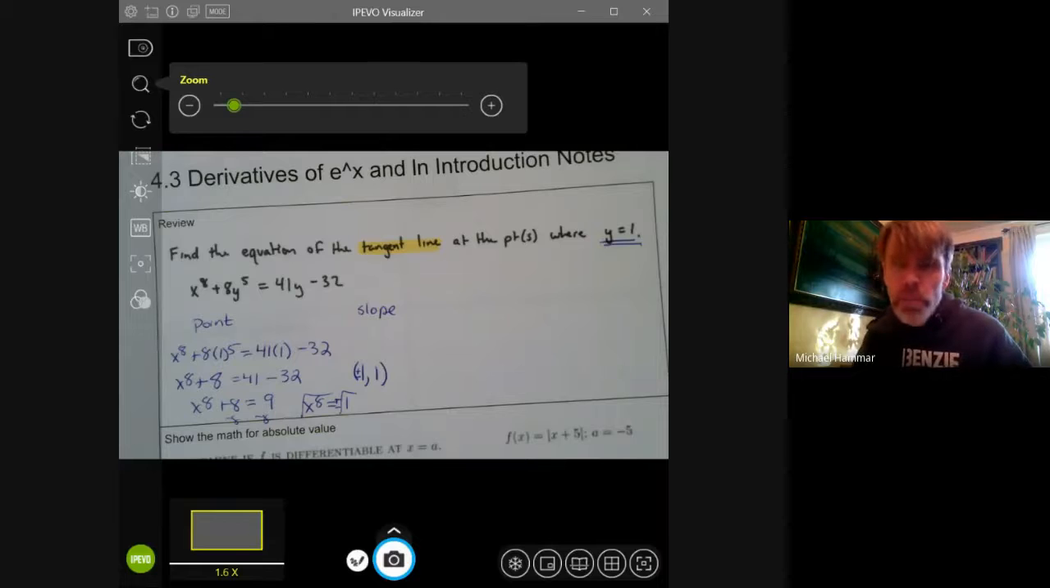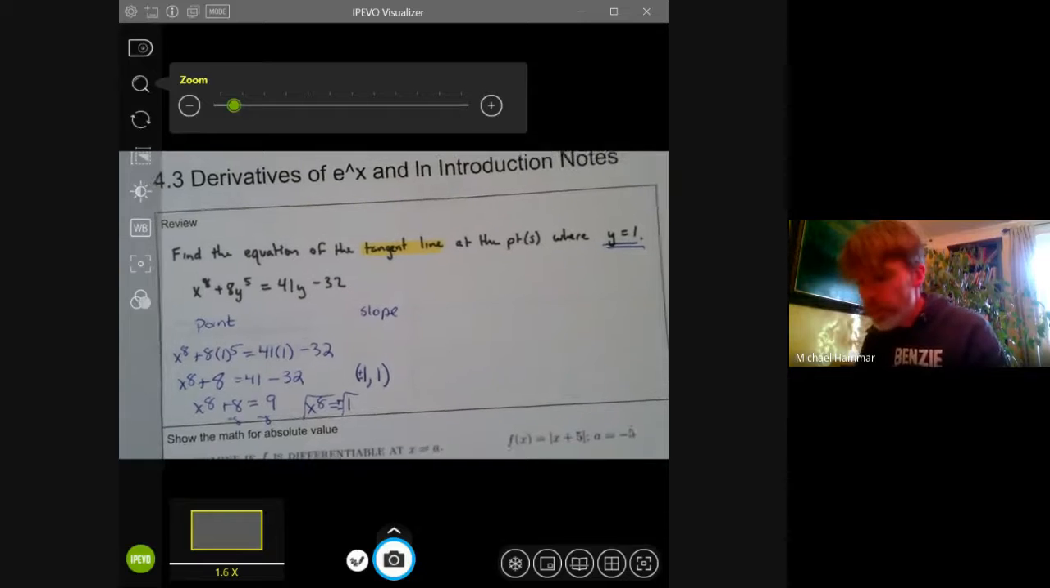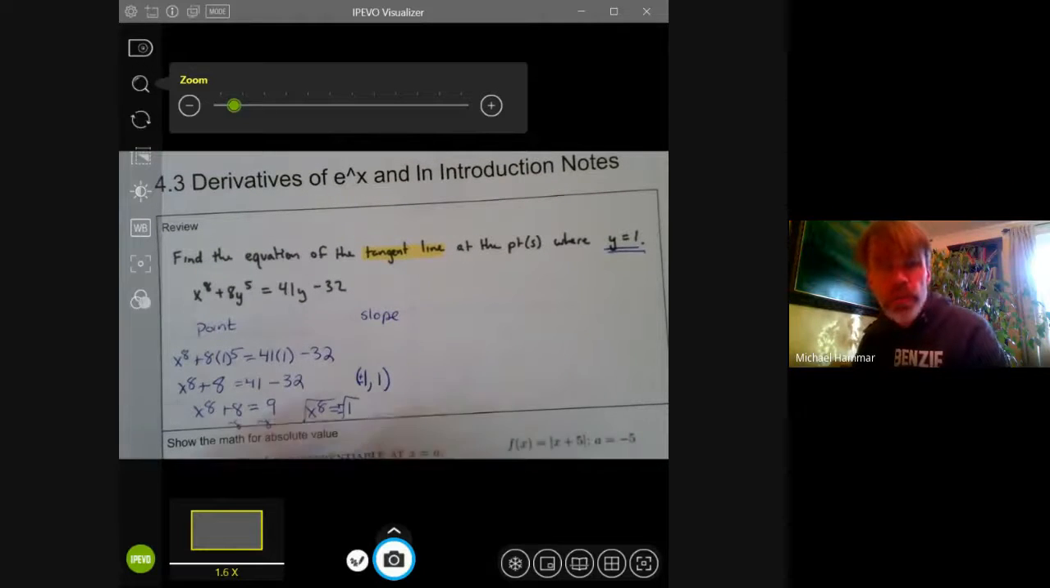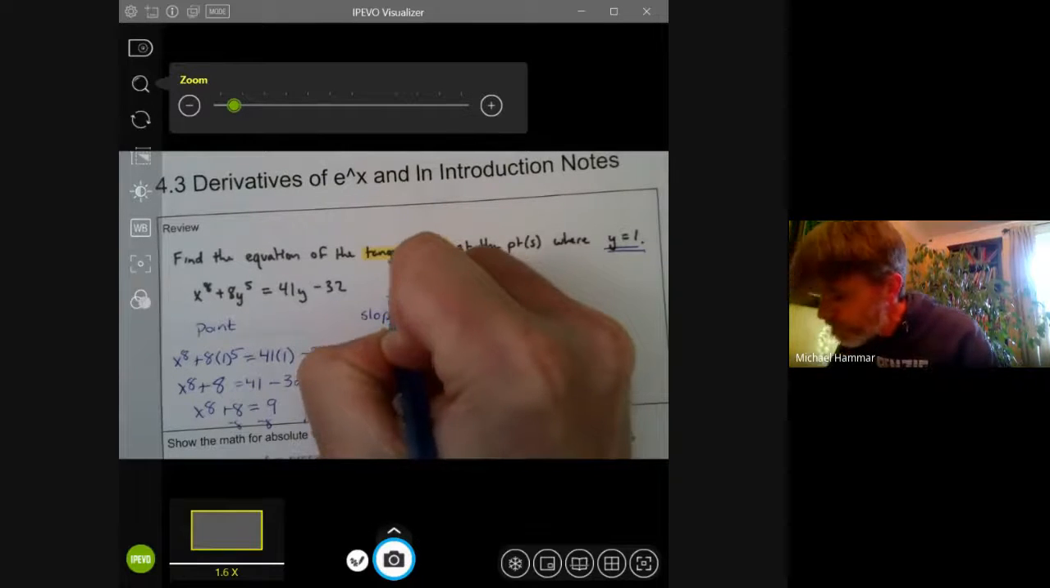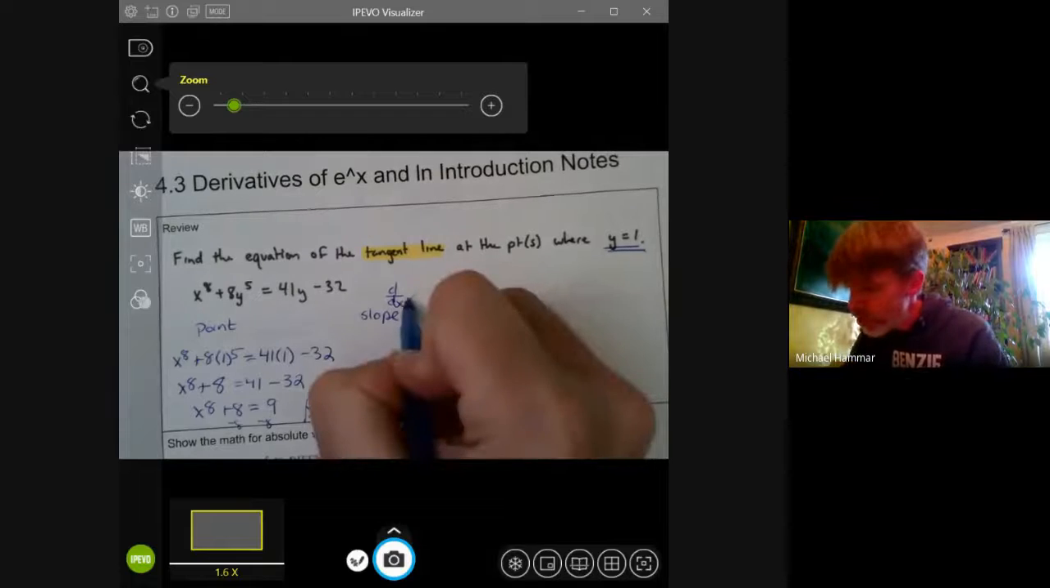The slope part is now going to use something we just did in the previous section, which included implicit differentiation. The reason we have to do that is because we cannot isolate and get one y by itself. We're going to have a y to the 5th and other things. So we need to use implicit differentiation and then get the y prime by itself. If you remember, when you do implicit differentiation, you just take the derivative of everything with respect to x. So we are going to take the derivative of everything with respect to x.